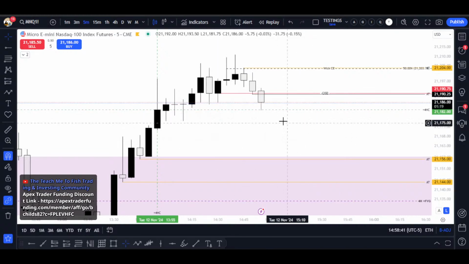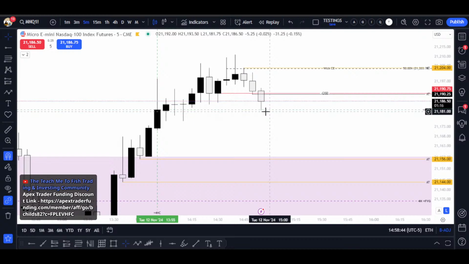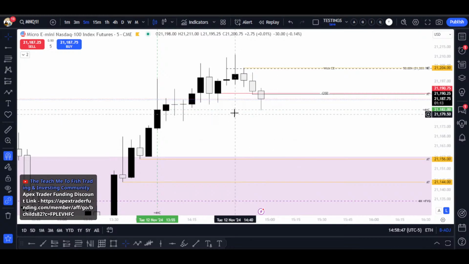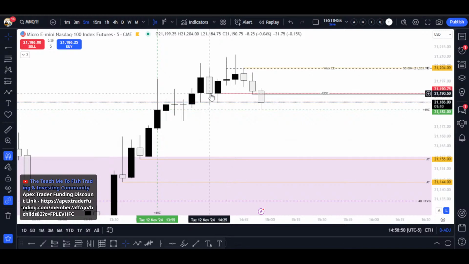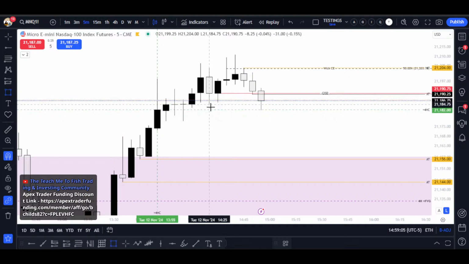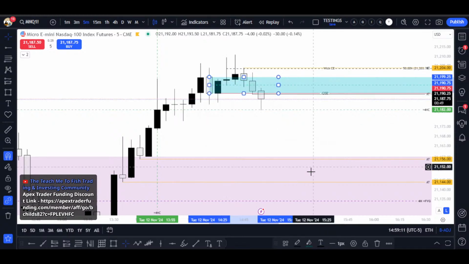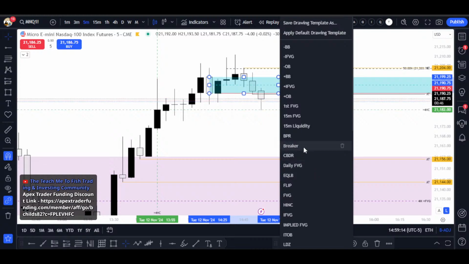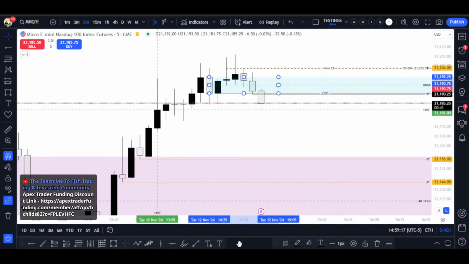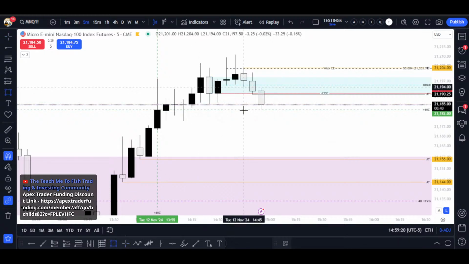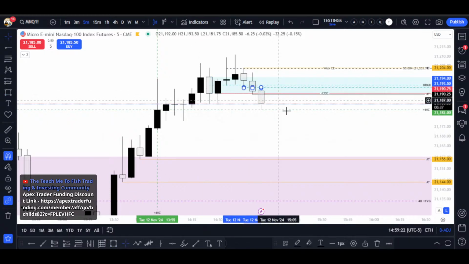So if this closes right now, or if we get price to close below 21,190.75, that would be our change in the state of delivery. If we get it to close below 21,184.75, that could be our breaker block setup, which will also give us a unicorn setup. So we'll see. Breaker, and then this would be the fair value gap.